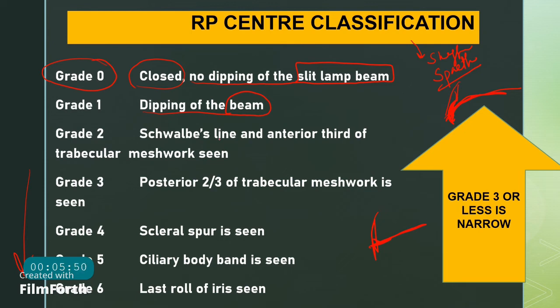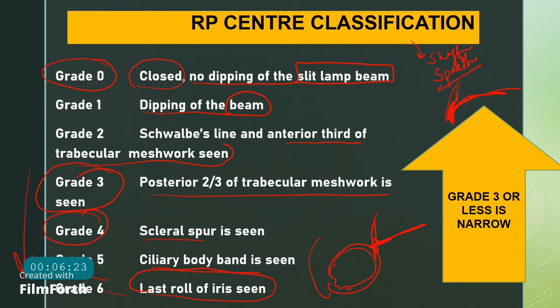Grade 2 is the Schwalbe's line and the anterior third of the trabecular meshwork is seen. Grade 3 is even the posterior two-thirds of the trabecular meshwork will be seen, right? So in grade 3, according to the RP Center classification, the entire trabecular meshwork will be seen. Now in grade 4, even more posterior, that means the scleral spur will be seen. In grade 5, the ciliary body band is seen. And in grade 6, even the iris root, the last roll of the iris which is present, will also be seen. So it is a very deep or very wide open angle. So in this classification, grade 3 or less is considered to be narrow according to the RP Center.